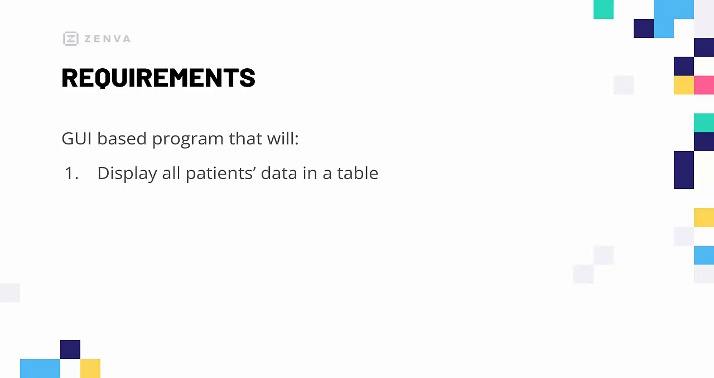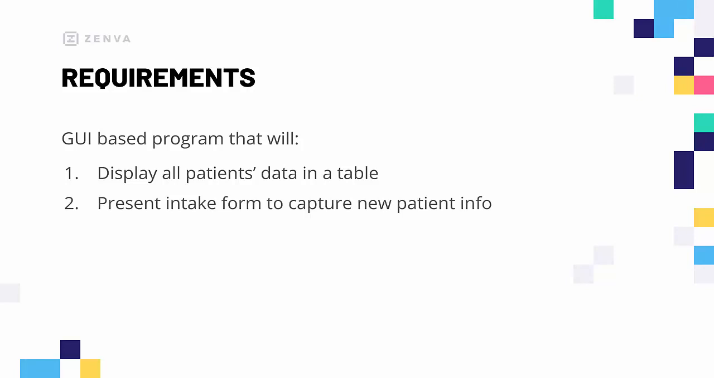So we want to be able to display all of the patient's data inside of a table. So this is a row-column structure, with probably each row being a new patient and each column being a piece of information. We also want to be able to present a patient intake form to capture new patient information. Now this is two very distinct pieces of functionality. One is just storing and displaying, and one is capturing inputs and adding a new item. So we'll probably want a separate screen for each of these.